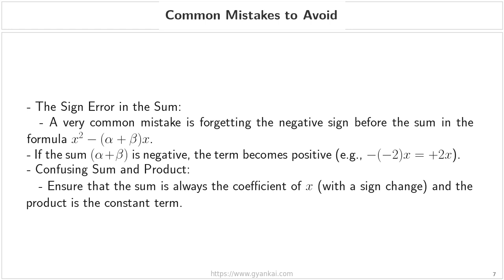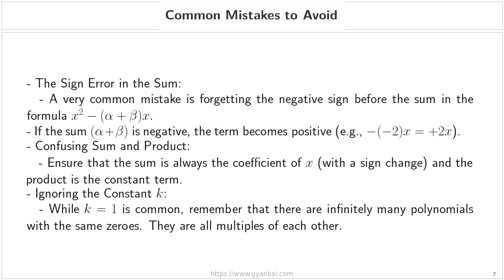Second, be careful not to confuse the sum and the product. It is easy to accidentally swap them during substitution. Just remember, the sum of the zeros, after you've applied that sign change, must always be the coefficient of the x term, while the product of the zeros should be your constant term at the end of the polynomial.